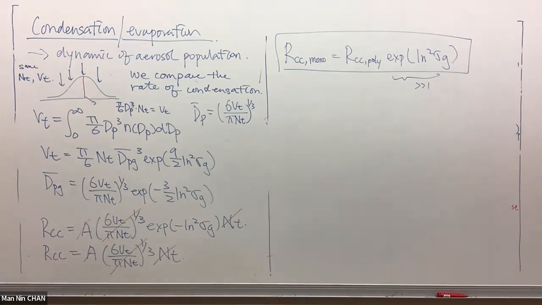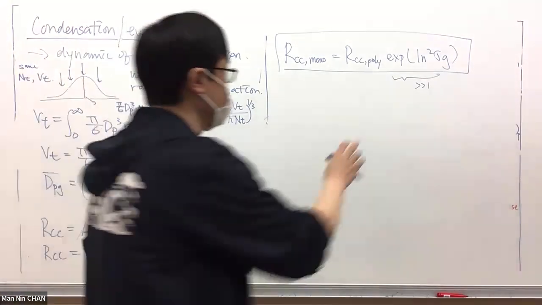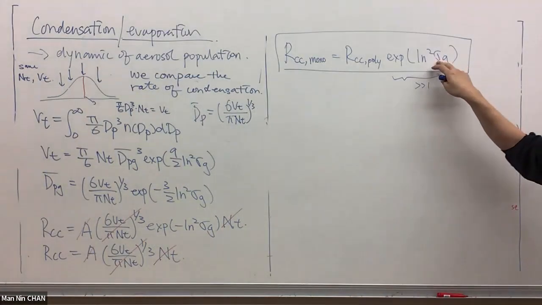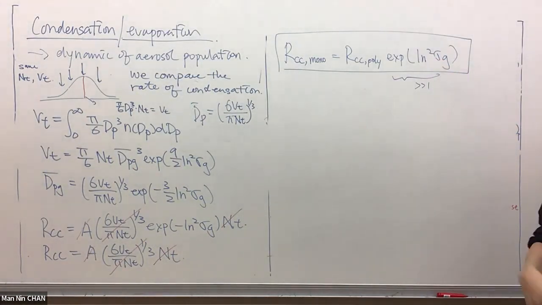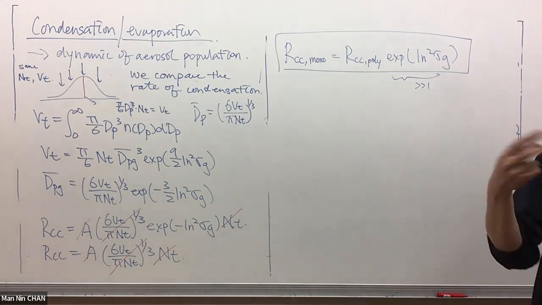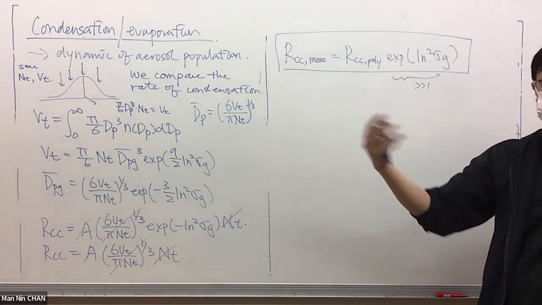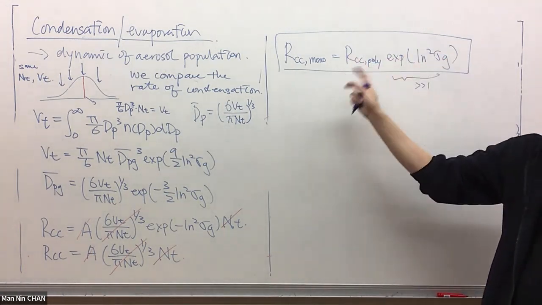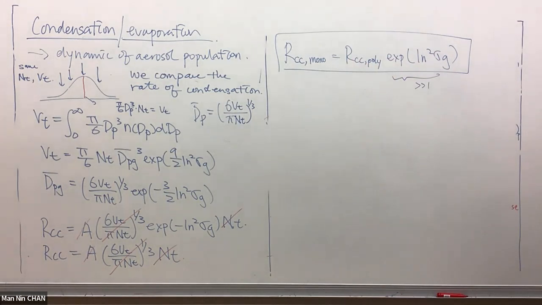So do you have any questions so far? Of course you can see some particles will be faster and some slower for condensation in the polydispersed population, but overall that will be determined by this sigma g, the spread of your distribution. Of course, if you set your sigma g equal to 1, that means the right hand side is also monodispersed, so they will be equal. That would be the same.